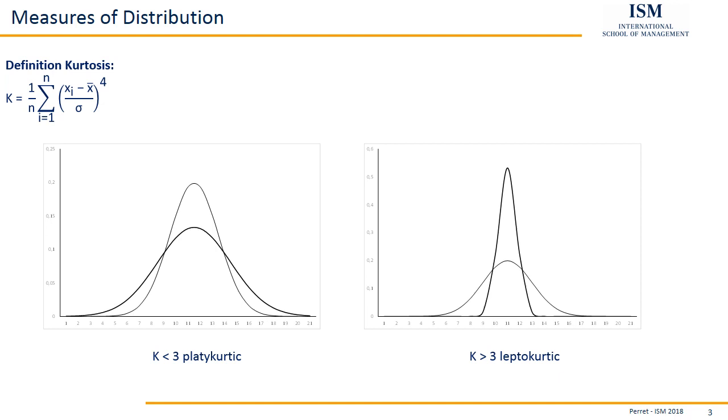So we can also then say the Platykurtic ones, they're rather heterogeneous, whereas the Leptokurtic distributions, they're relatively homogeneous. So the values are all relatively close to each other.